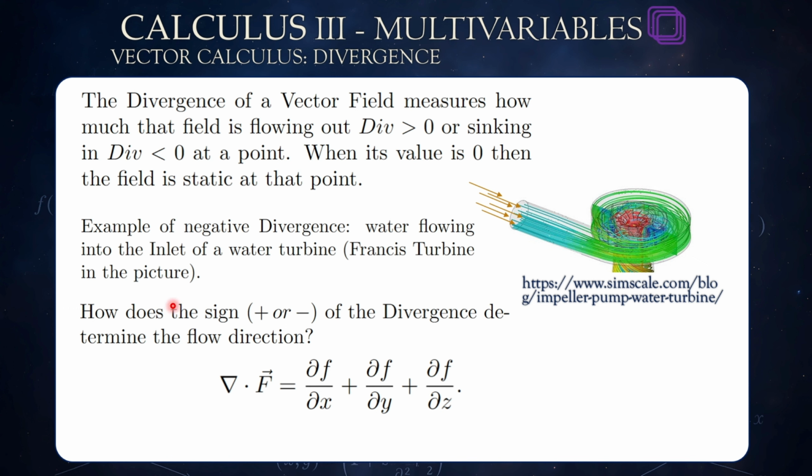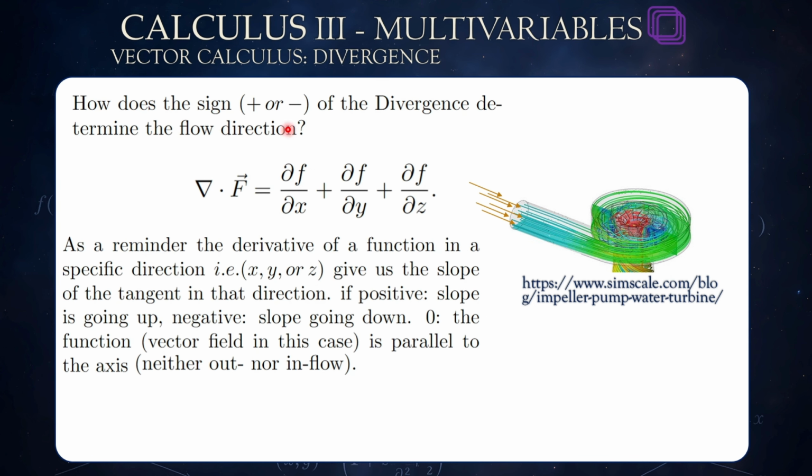So how does the sign, plus or minus, of the divergence determine the flow direction? Nabla dot F is equal to partial F over x plus partial F over y plus partial F over z. If the divergence is negative, the flow is inward, otherwise it is outward, and if it's equal to 0, then there's no flow from or to the surface.